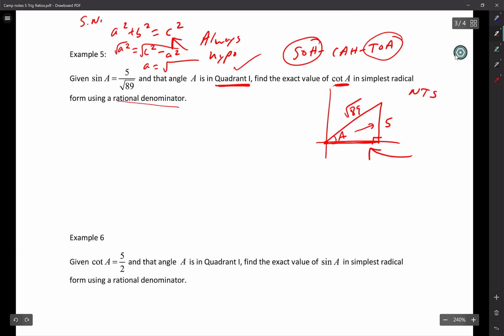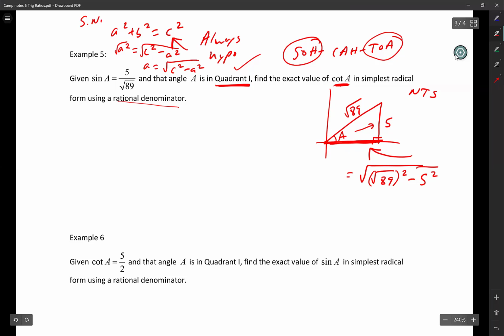So a is equal to the square root of c squared minus a squared. So that's just a side note. And why did I tell you all that? Because I just like to go right into it. So if I want to figure out this length here, I just like to go square root of 89 squared minus 5 squared.